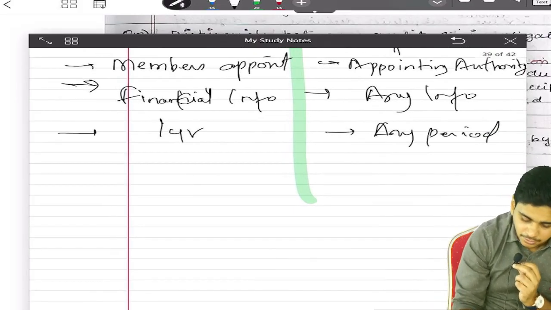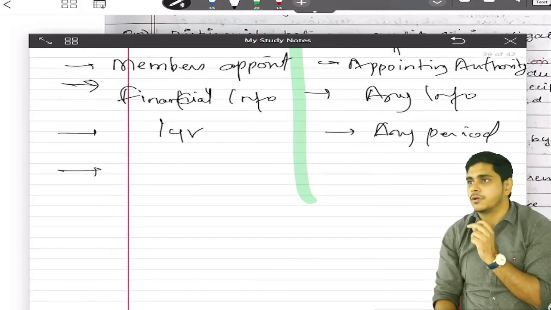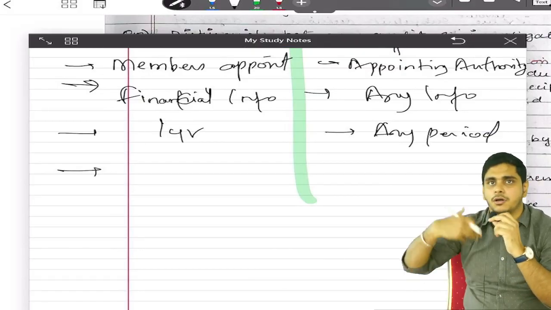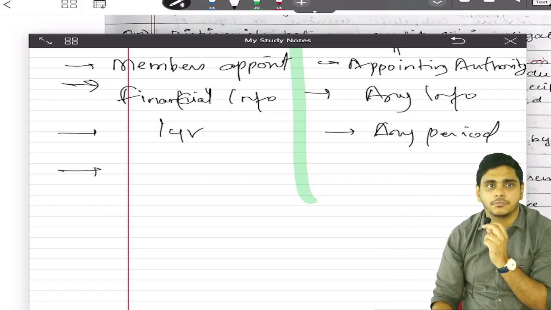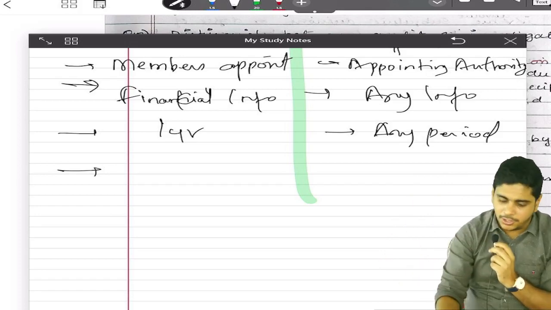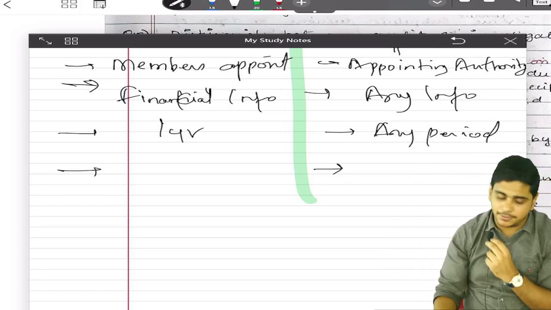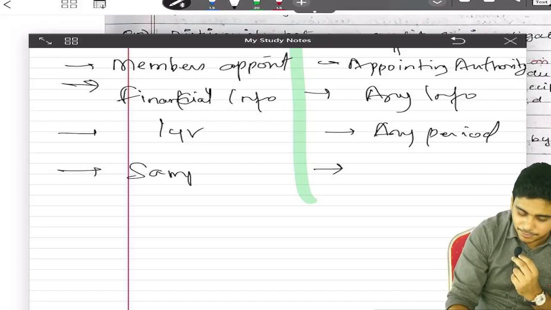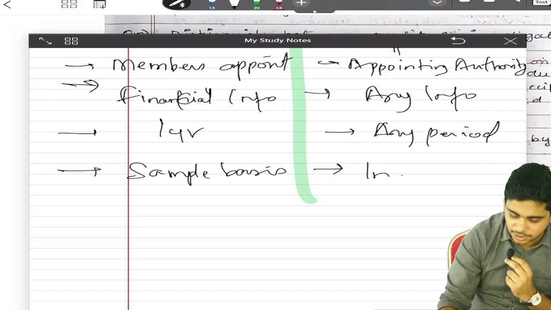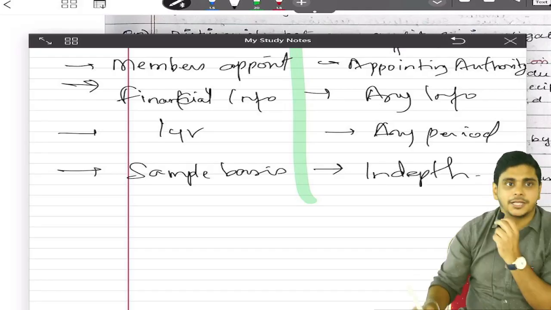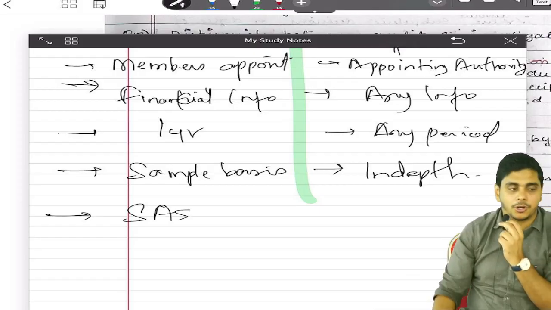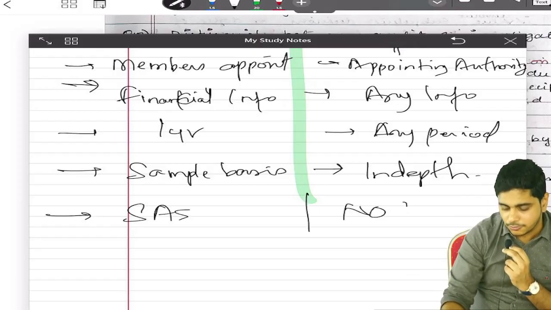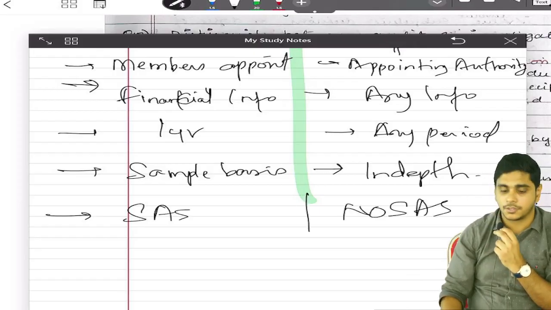Okay. Now, in audit do we check only the surface or do we check in depth? Audit is above. But investigation we check in depth. That above thing is called what? Sample basis. We do audit on a sample basis. Investigation is done in depth. Understood? Here we follow standards on audit. Here there are no standards. Over.